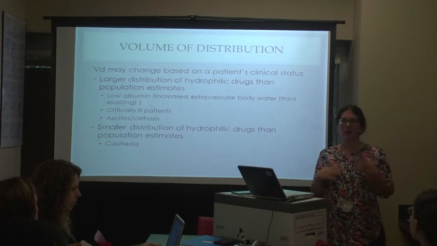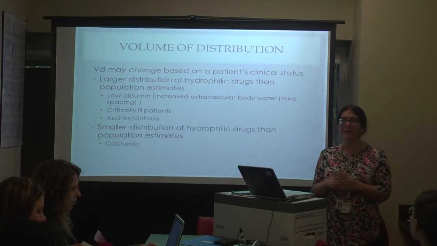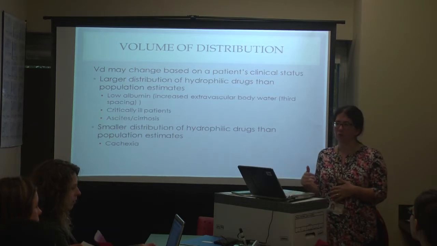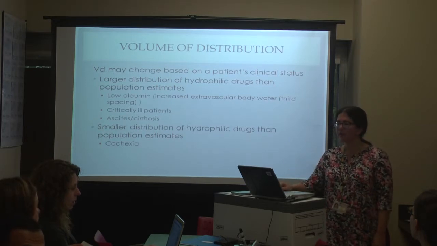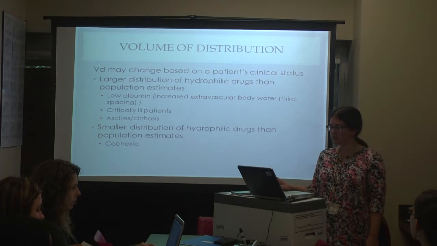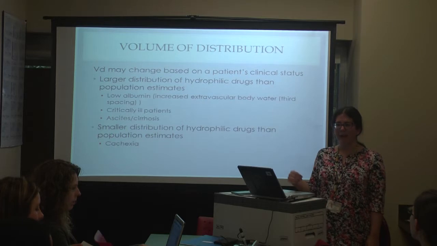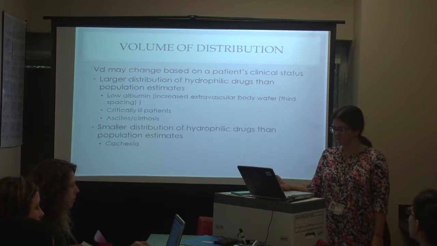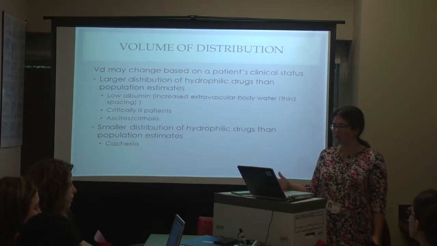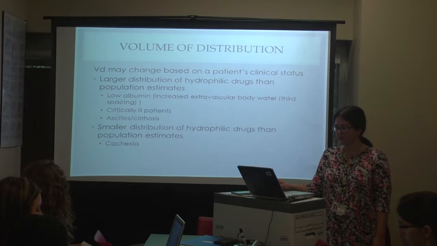So now that we understand how it works for the drug, it's also helpful to understand why patients might have different volumes of distribution for the same medication. That's when we're talking about population kinetics versus patient kinetics. The Vd can change based on the patient's clinical status. If a patient has low albumin, you're going to have less binding of the drug, and you might have a larger distribution of the hydrophilic drugs. Also, you might have a larger distribution in critically ill patients or patients who have ascites or cirrhosis.